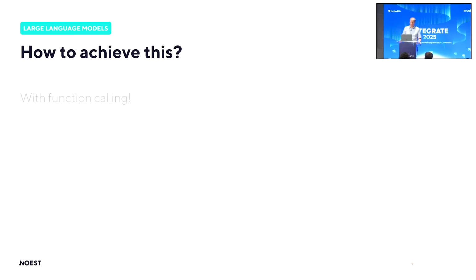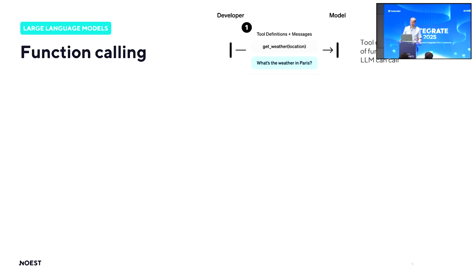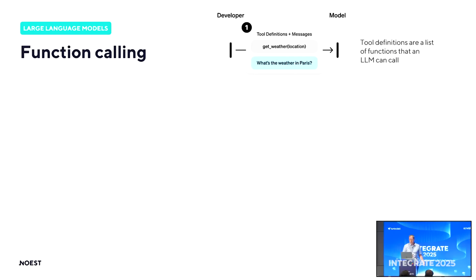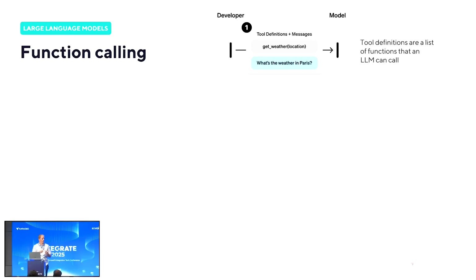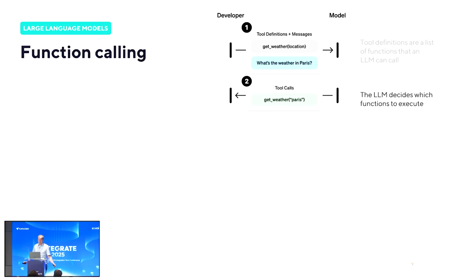The answer is function calling. Let me try to explain what function calling is. So on the left side, you have the developer or the code that you write, and on the right side, you have the model. So we are sending the messages. Remember the user message, the system message. But we can additionally, optionally send also tool definitions. So we can give a list of functions that are available for the large language model to call. So we say, hey, if you want, you can invoke this function, and this function. And together with all of that, we send, of course, our last message, what's the weather in Paris?